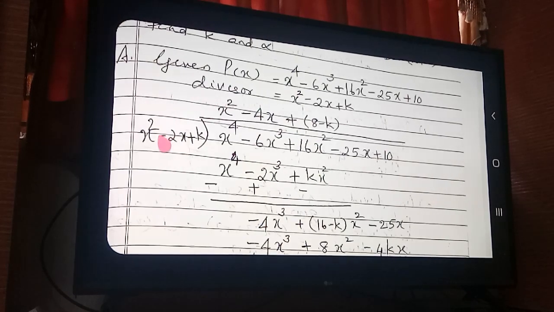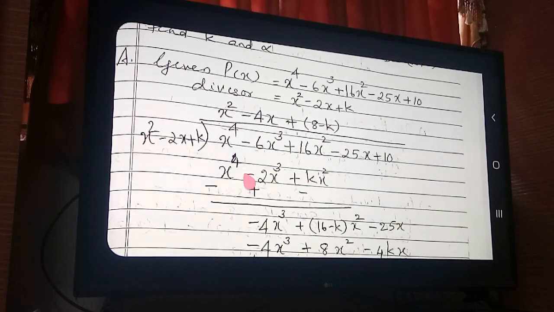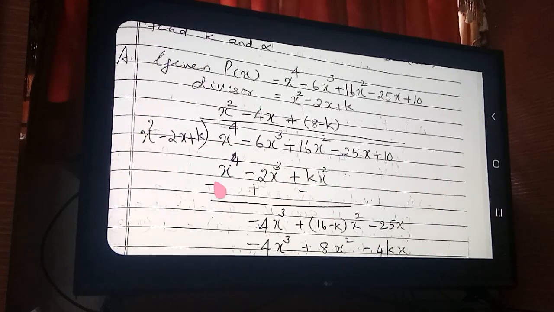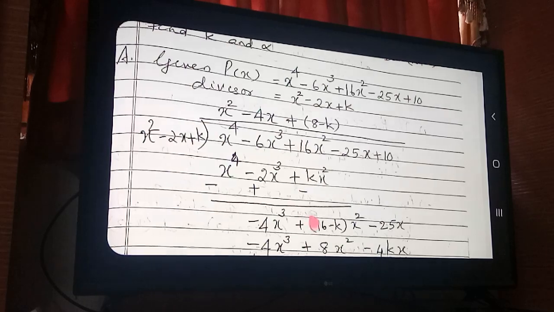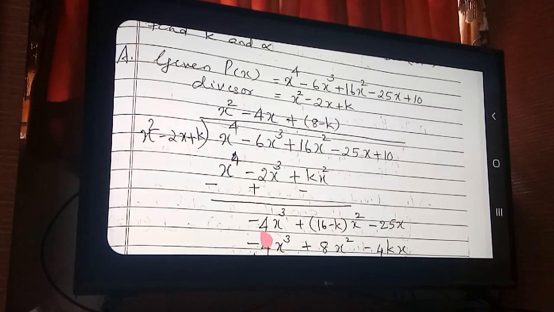X square into x square, x raised to 4; x square into minus 2x, minus 2x cube; x square into k, kx square. Change the sign. Here minus coming, so plus; here plus coming, so minus. Therefore, minus 6x cube plus 2x cube, how much coming? Minus 4x cube. Minus 6 plus 2. Clear?